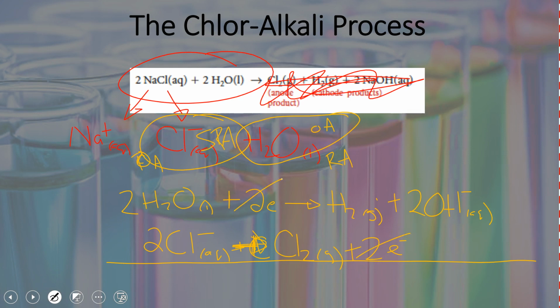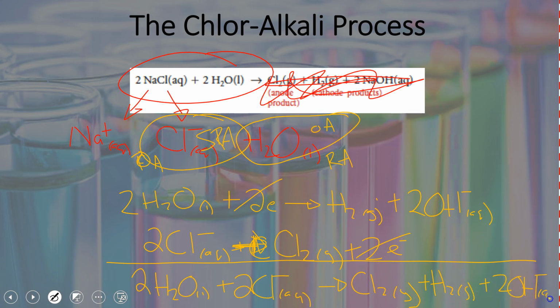And so I would just summarize here in terms of what's happening. So 2 waters, liquids, are reacting with 2 chloride negative aqueous ions to produce chlorine gas, which is diatomic, hydrogen gas, which is diatomic, and 2 hydroxide aqueous. Okay, they won't ask you what's the total cell potential for this, but they will just say, like, what's going to be that total reaction. And you have to realize that chlorine is kind of a special case in that one.